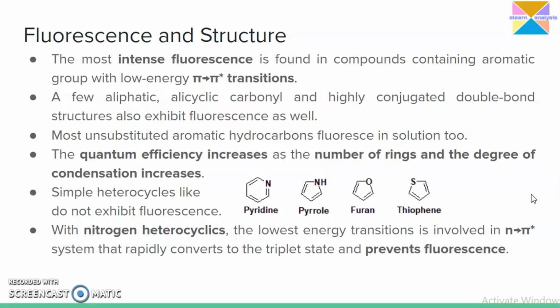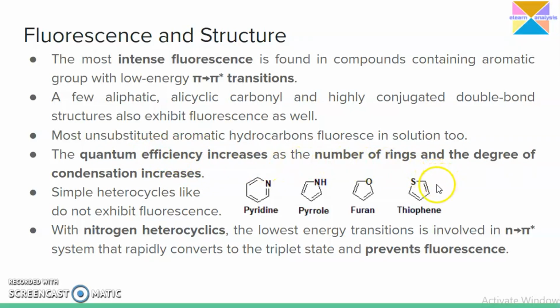Most unsubstituted aromatic hydrocarbons also show fluorescence in solution form, and the quantum efficiency, as I mentioned, increases as the number of rings or the degrees of condensation increases. So if the quantum efficiency increases, the probability of the molecule showing fluorescence increases, not the phosphorescence. As I mentioned, if the number of rings and the degrees of condensation tend to increase, then the quantum efficiency increases, and the probability of the molecule showing fluorescence also increases.